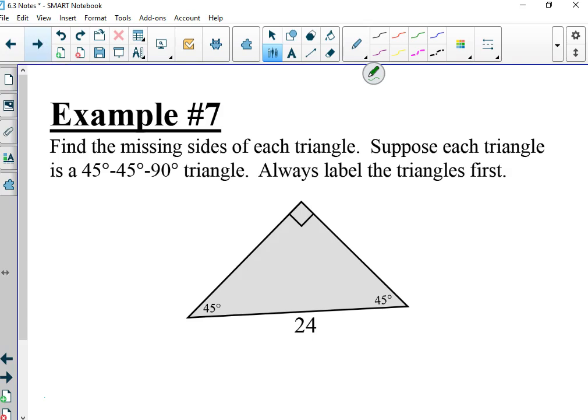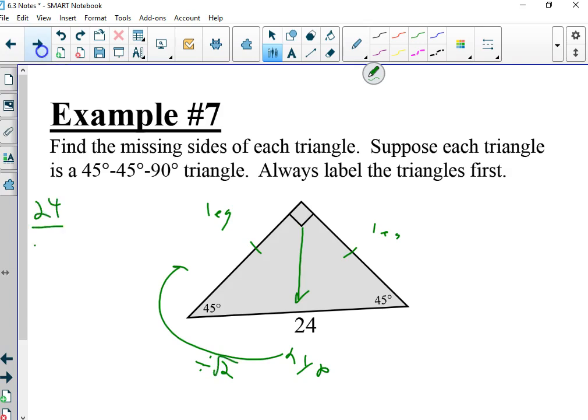Number 7. Now my hypotenuse is on the bottom here. Just rotate a little bit. That's okay. Here are my legs. Remember the legs can be in any direction. The hypotenuse can be in any direction. You just spin it. It doesn't matter. So we're trying to find the legs, which are smaller than the hypotenuse, which means we're going to divide by radical 2.